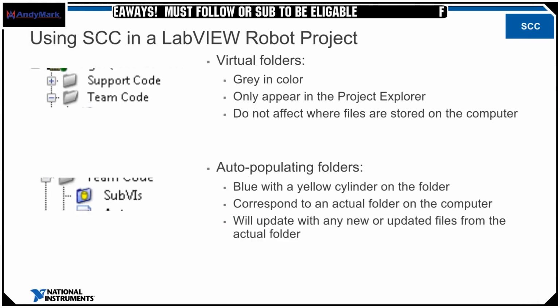So on the next slide, we talk about the difference between virtual folders and auto-populating folders. Virtual folders are these gray colored folders. They only appear in the Project Explorer. You'll notice if you go look where your LabVIEW Robot project is saved on disk, you won't see a folder called support code or team code. They're purely in the Project Explorer to help organize your VIs. It makes it easier for you to find VIs, things like that. These don't affect where files are stored on the computer.